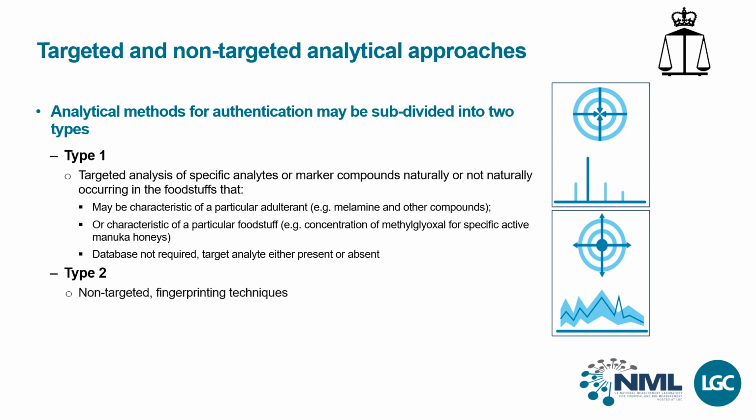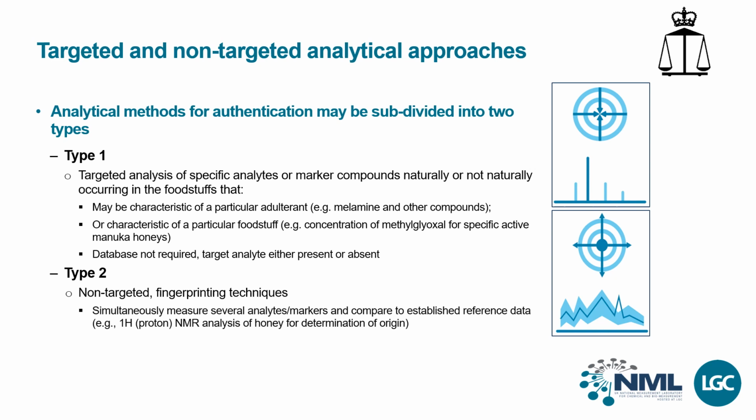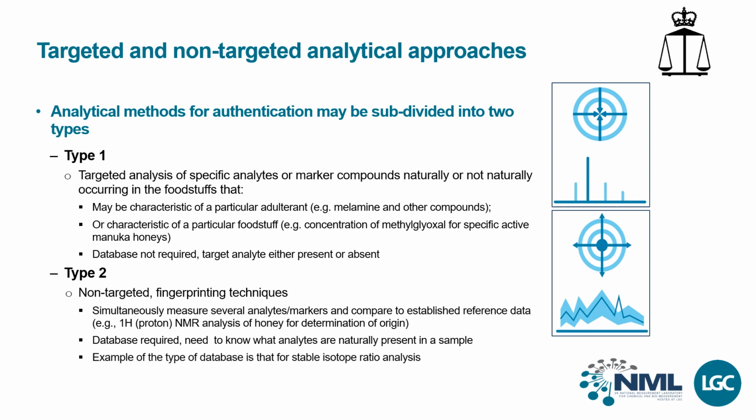Type 2 consists of non-targeted fingerprinting techniques. These simultaneously measure a range of analytes or markers and then compare them to established reference data, e.g. 1H NMR analysis of honey for global point of origin determination. A database is required with this form of analytical approach in order to know what analytes are naturally present in a sample and at what concentration. An example of the type of database required would be that for stable isotope ratio analysis.